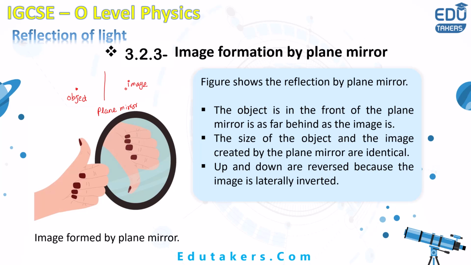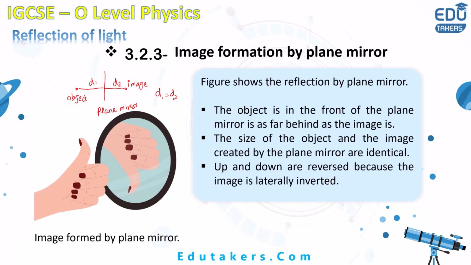What are the characteristics of this image which is formed by the plane mirror? So first of all, see in this figure the distance of the object from the plane mirror. If I represent it with d1 and the distance of the image from the plane mirror with d2, then both of these distances should be equal. d1 is equal to d2. It means that if the image is formed by the plane mirror, the distance of the object from the mirror is equal to the distance of the image from the plane mirror.